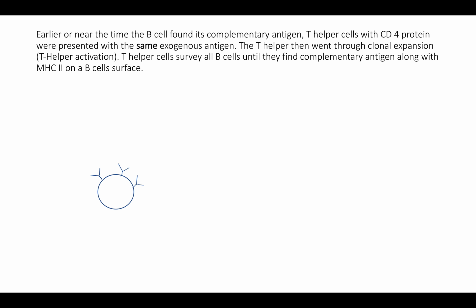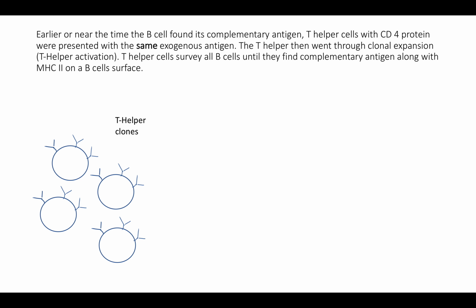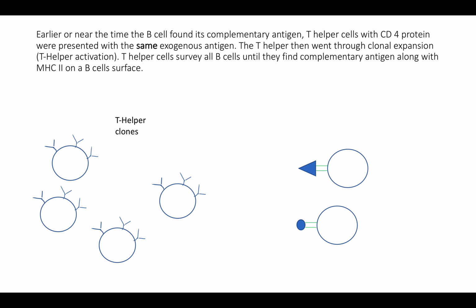So here we have the B cell, the T helper cells, and these are clones. You have to imagine these T helper cells are like a search party looking for that B cell. So here are a couple different B cells with antigen bound to MHC class II protein. The T helper cells survey all the B cells until they find the one with the complementary antigen.